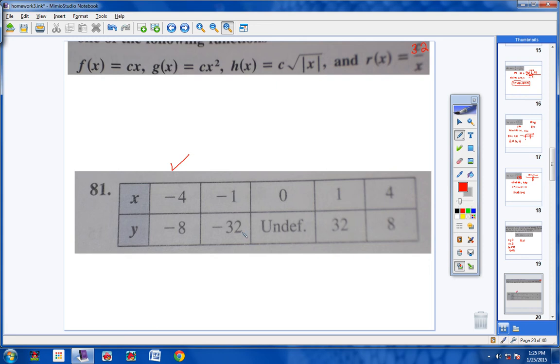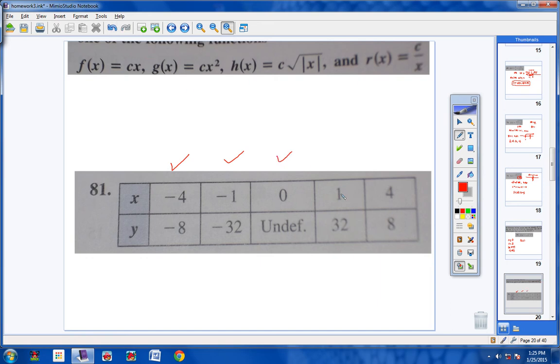Now when I put a -1 in, I better get out -32. Put a -1 right here. 32 over -1 is -32. So this one checks. Alright, obviously this one here checks, because if you put in 0 for x right here, you're going to have undefined.